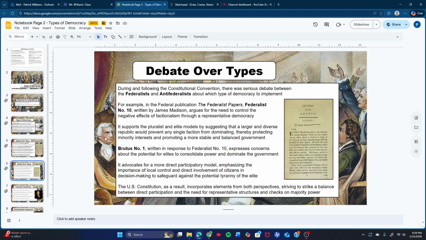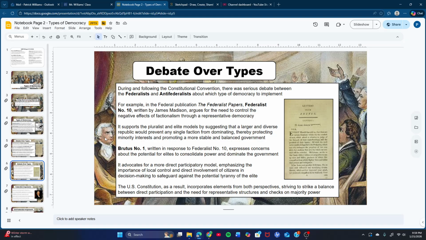The author is saying, in response to Fed 10, hold on. This large republic you're proposing is way too big. Representatives won't really know their constituents. Constituents are the people who exist within the community and are engaged, right? Constituents are the people.